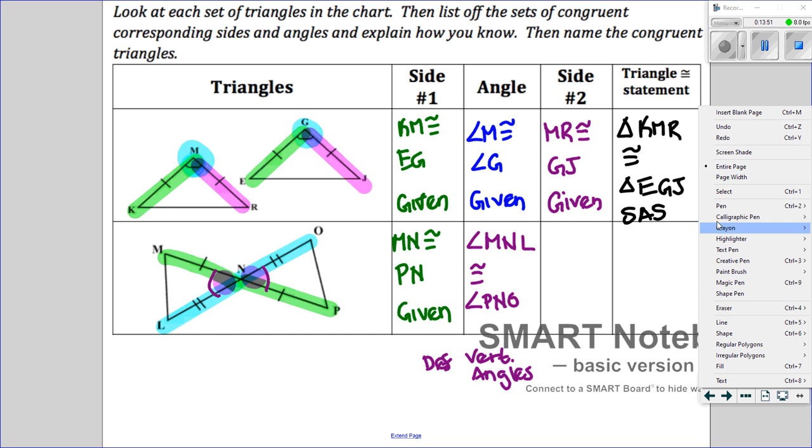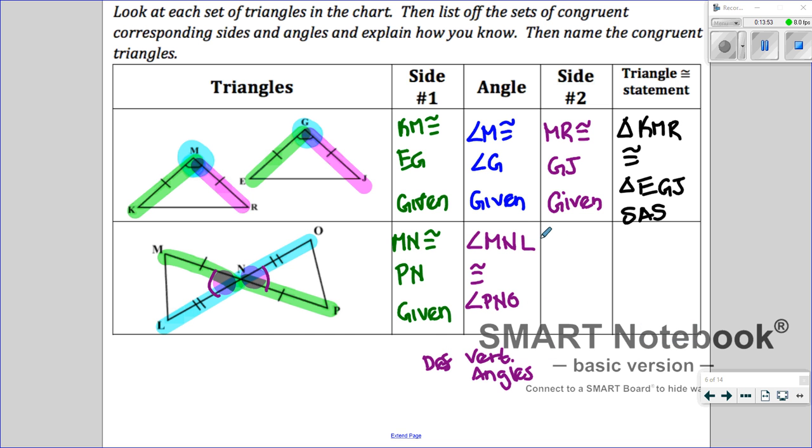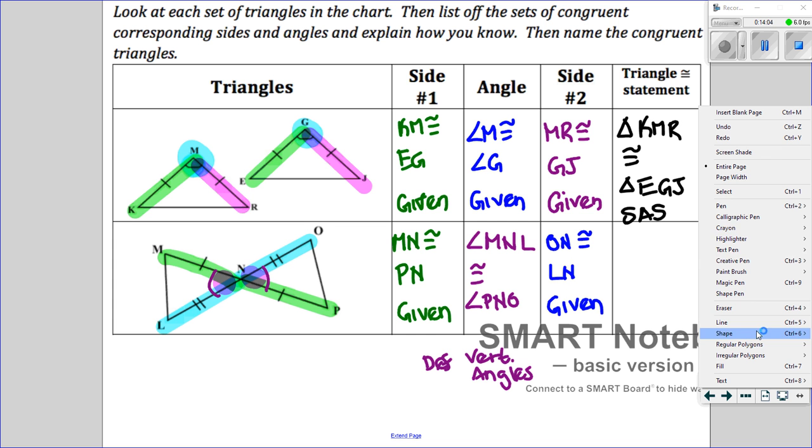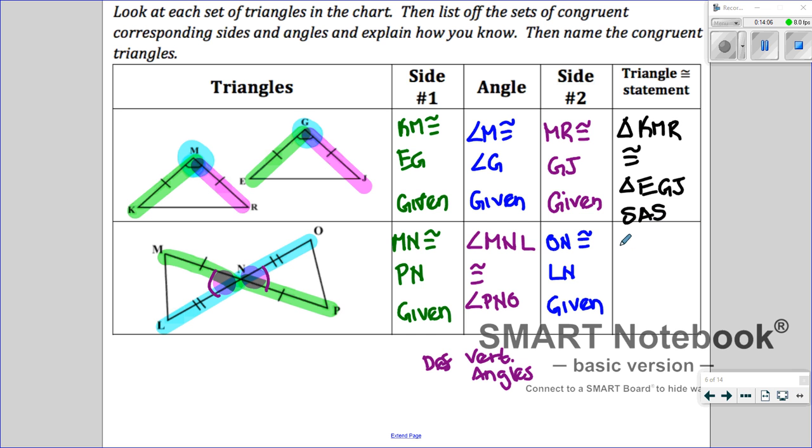And then the last one would be ON congruent to LN. And that's given. And the triangle congruency statement would be triangle MNL is congruent to triangle PNO. And the reason is SAS, side angle side. Alright, so that's how you would do it for side, side, side, and side angle side.